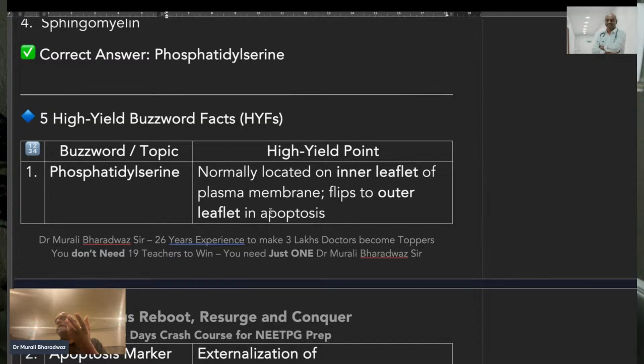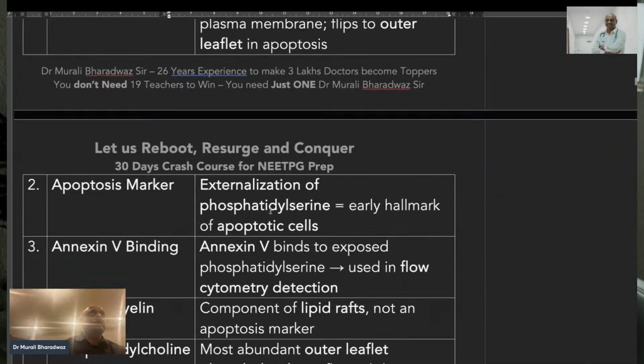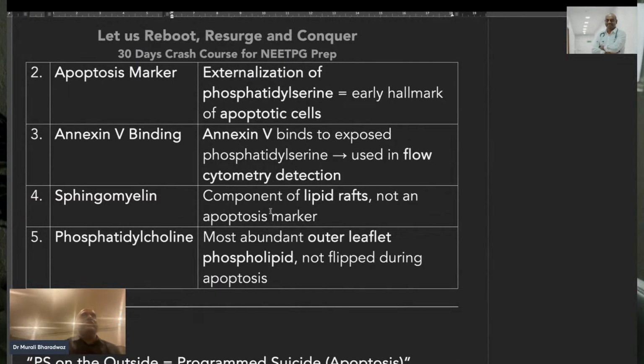It will flip to the outer leaflet, and that signals that the cell's time to die has come. Apoptotic enzymes are released and it is finished. The marker is Annexin 5 binding. Annexin 5 binds to exposed phosphatidylserine.